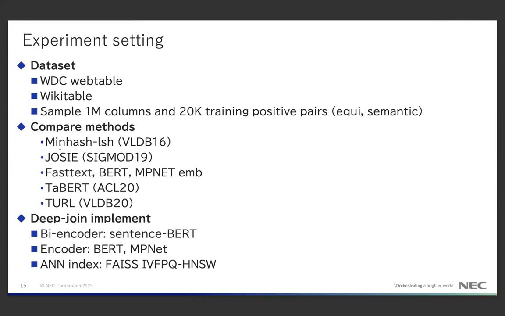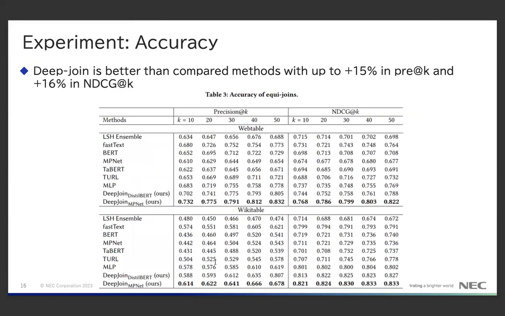So here are the compared methods. DeepJoin is implemented with Sentence-BERT, and for the encoder we use the BERT encoder and MPNet. For the ANN index we use inverted file product quantization with the KNN graph HNSW. For the time limit, we cannot show all of the data, so here is the representative data of the experiment.